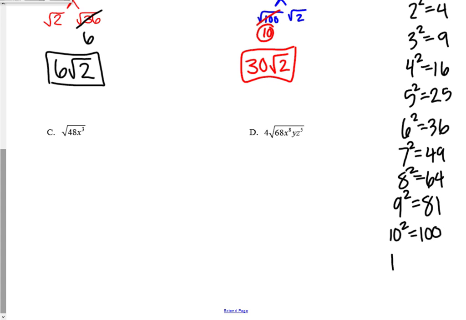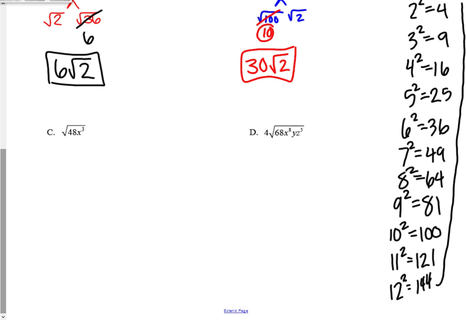We can keep going. Let's go up to 12. So 11 squared is 121, and 12 squared is 144. So when I talk about breaking the perfect squares, I'm trying to get it to be like these numbers on the right because I know I can take the square root of them.